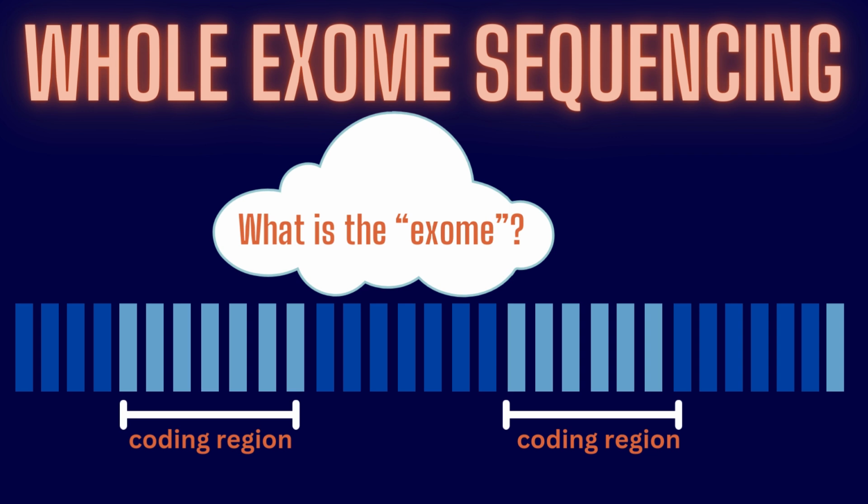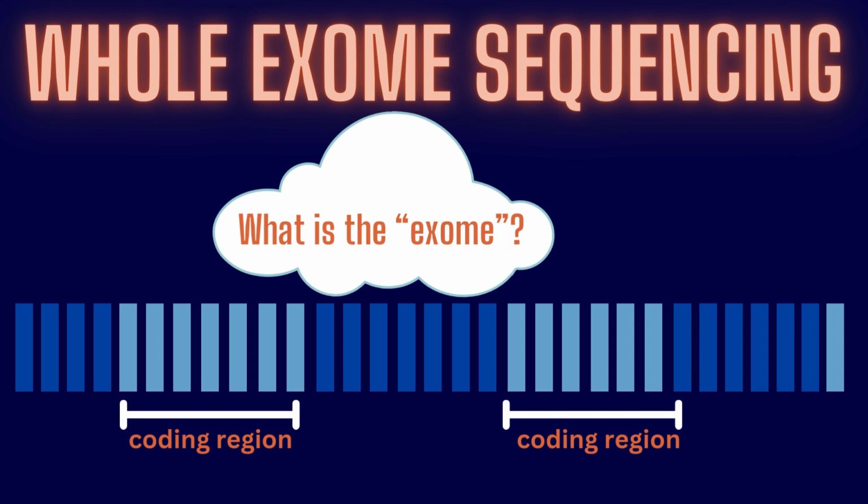But what is the exome? Thinking back to the basics of all our double-stranded DNA, the genome is all of our genetic material in total, including regions that code for proteins and the regions that are in between. The exome is only the coding regions, or just the regions that code for proteins within the genome.